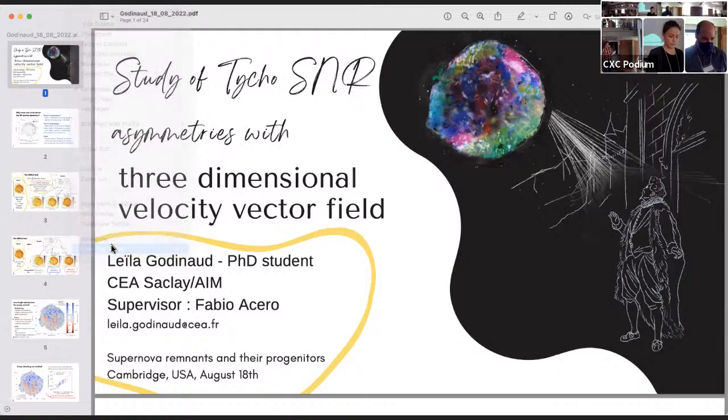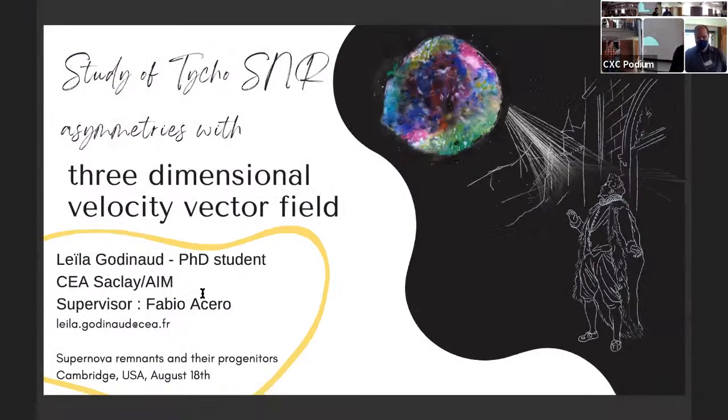She wants to talk about the study of Tycho SNR asymmetries with three-dimensional velocity vector fields. Hi, my name is Leila Godino. I'm a first year PhD student at CEA Saclay near Paris, under the supervision of Fabio Acero. And I work on three-dimensional dynamics of supernova remnants in X-ray and Chandra data, and currently on the ejecta of Tycho SNR.